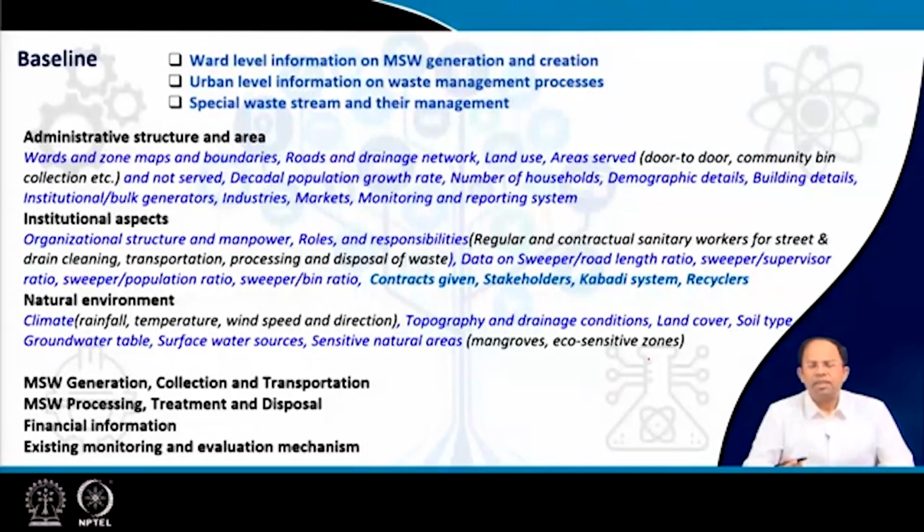So there are 3 kinds of data. One is ward level data, ward level information on generation and creation of waste. Urban level information on waste management process, because waste management is an urban level process, right? Even though with a decentralized approach some amount of collection and management is done at the local level, overall it is guided by the ULB. So it's an urban level process. And how spatial waste streams are handled and how those are being managed.